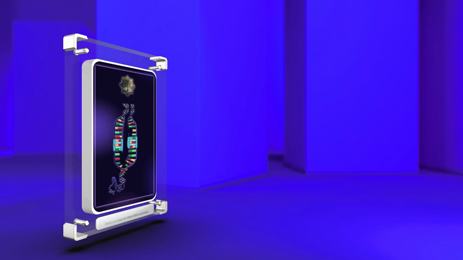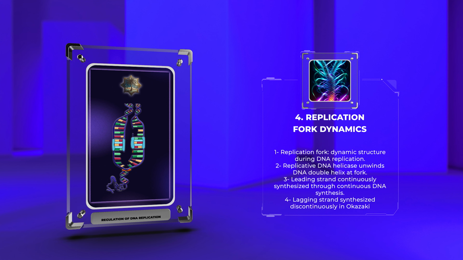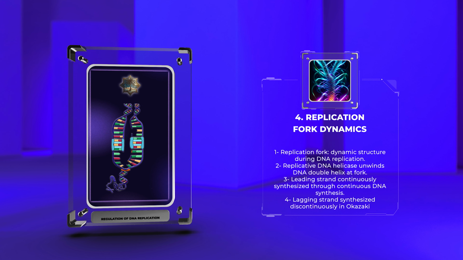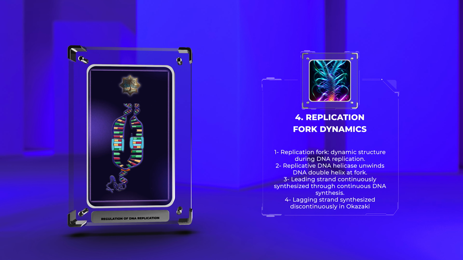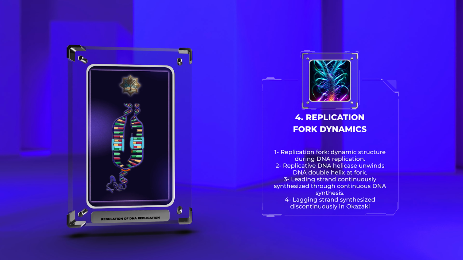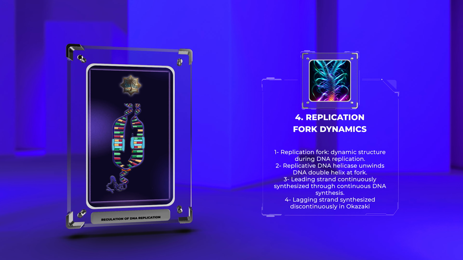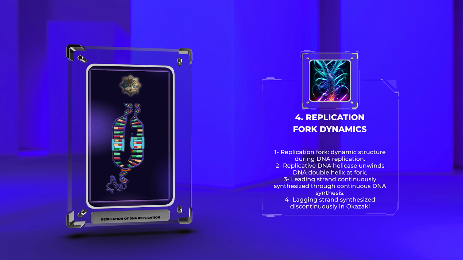The replication fork is a dynamic structure that forms during DNA replication and consists of two template strands and two newly synthesized daughter strands. The replicative DNA helicase unwinds the DNA double helix at the replication fork, creating single-stranded DNA templates for DNA synthesis. As the replication fork progresses, the leading strand is continuously synthesized using a process called continuous DNA synthesis. In contrast, the lagging strand is synthesized discontinuously in short fragments known as Okazaki fragments. Coordinated action of various enzymes, such as DNA polymerases, DNA helicases, and DNA ligases, ensures the smooth progression of the replication fork and the faithful synthesis of both DNA strands.